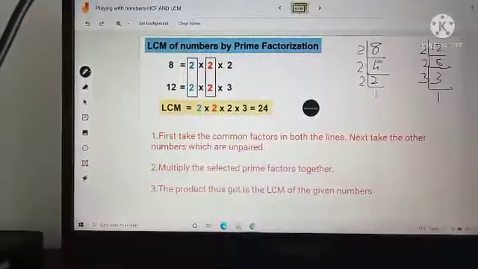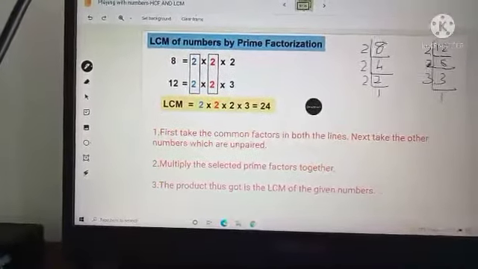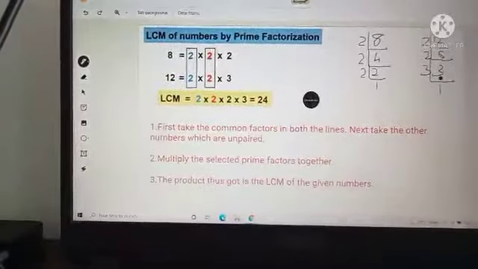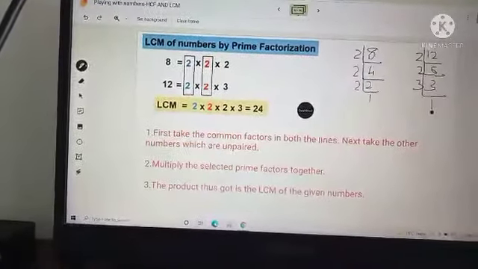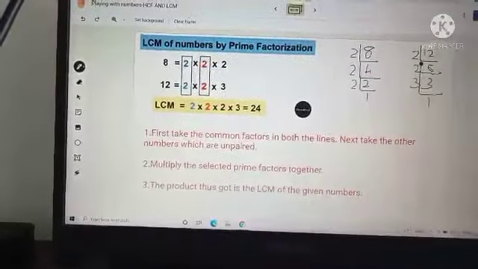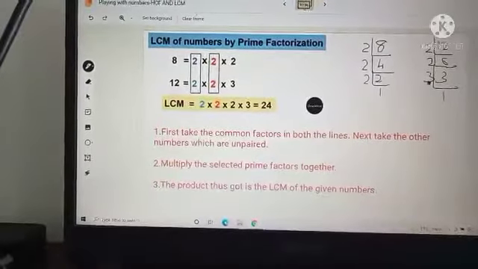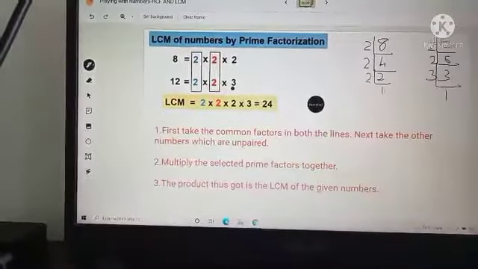Now we are going to do it with 12. 12 divided by 2, 6. 6 divided by 2, 3. 3 divided by 2 is not possible, so we are taking it with 3 only. 3 divided by 3, 1. So the prime factorization of 12 is 2 into 2 into 3.